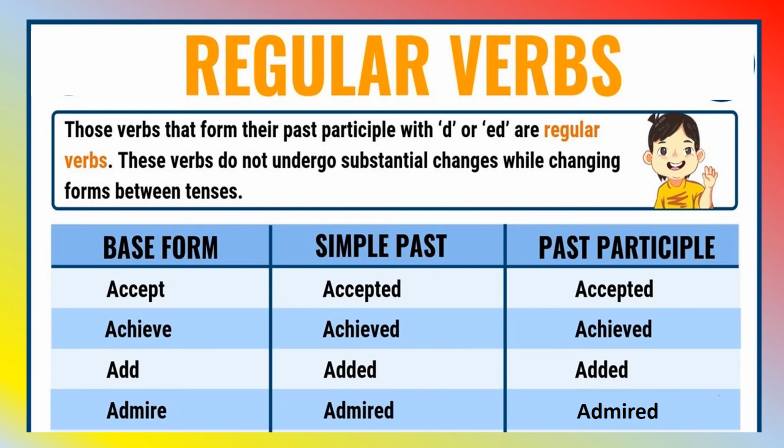For example, accept, accepted, accepted. Achieve, achieved, achieved. Add, added, added. Admire, admired, admired. So you can see there is a proper pattern which the words are following by adding D or ED, and these are easy to learn.